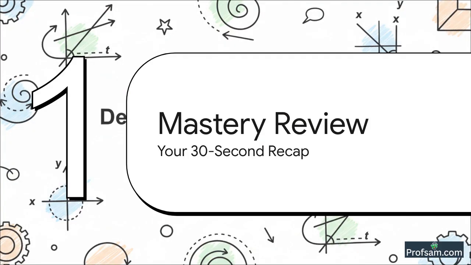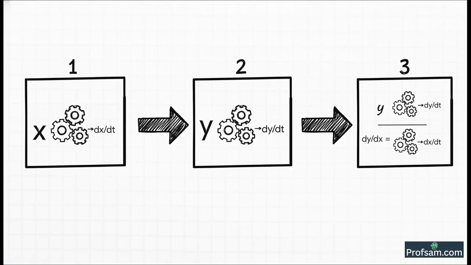All right, let's do a quick fire 30-second recap, just to make sure this whole concept is locked into your brain for good. So always remember the master plan. Step 1, differentiate x with respect to t to get dx over dt. Step 2, differentiate y with respect to t to get dy over dt. And step 3, divide them. That's it. That is the entire topic right there in 3 simple steps.